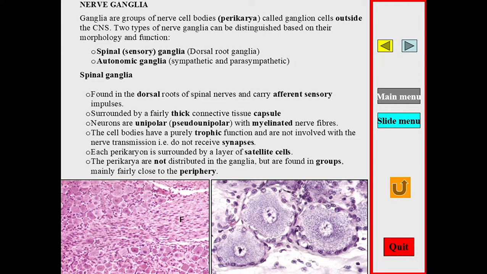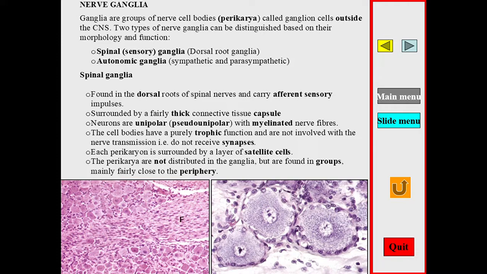Now let's move to the nerve ganglia. What do we mean by nerve ganglia? Ganglia means aggregation of neuronal cell bodies outside the central nervous system, or the locations where we can see the neuron pericardia outside the central nervous system. Those are classified into two types depending on their morphology and function. One of them is the spinal sensory ganglia or the dorsal root ganglia, which we explained earlier, and the second type is the autonomic ganglia, which is either sympathetic or parasympathetic.